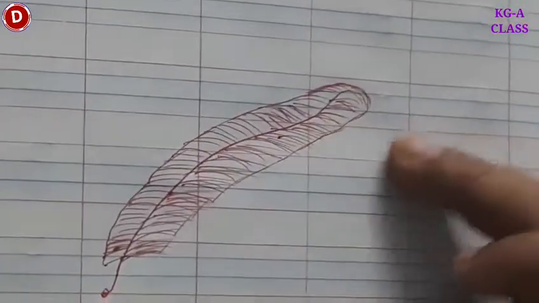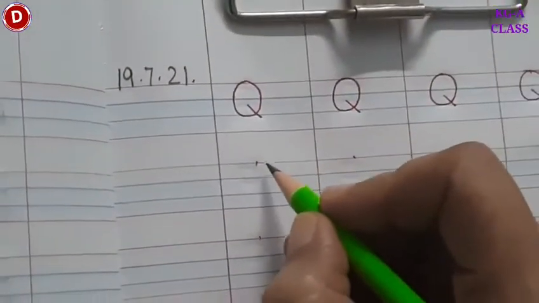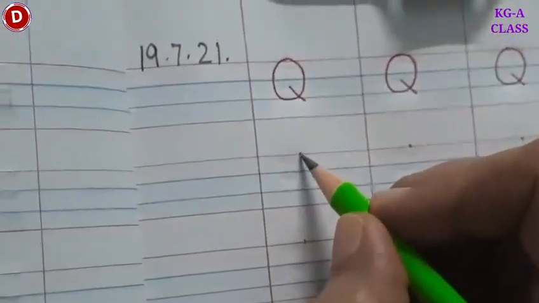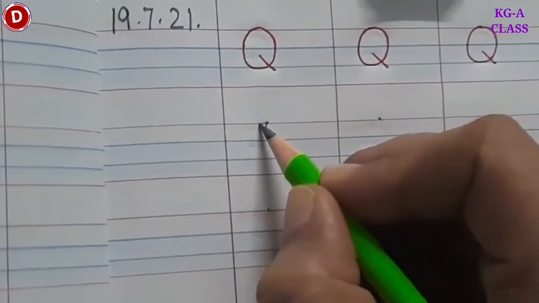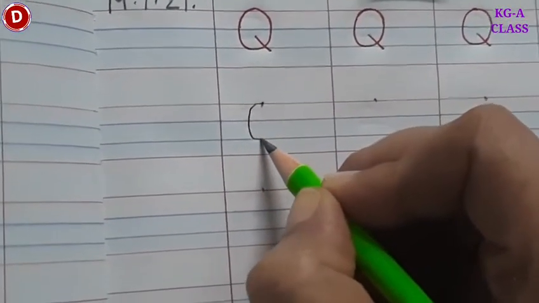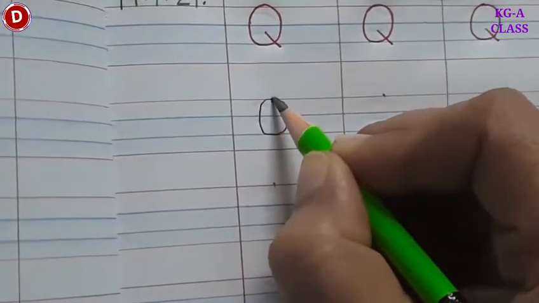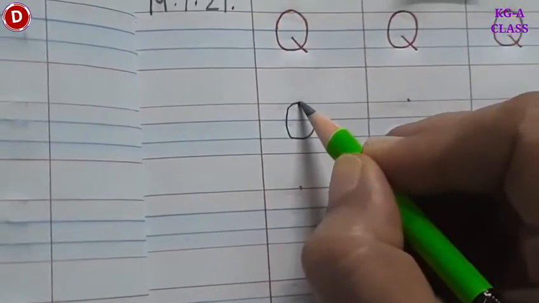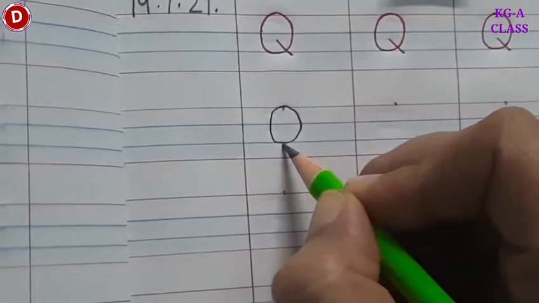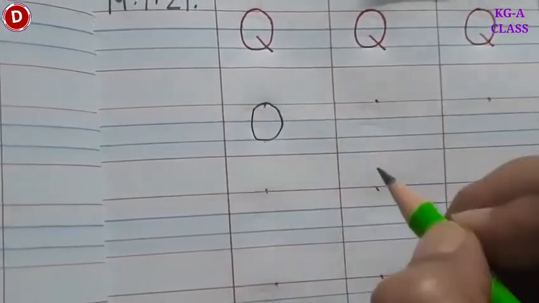And Q for quill. Look here, this is a quill, feather of a bird, which is known as quill. Now children, how you will write capital Q? Look here. Put your pencil on this dot, make a semicircle and then a circle like this. And you have to make it between red line and the second blue line. You have to touch both lines, understand?